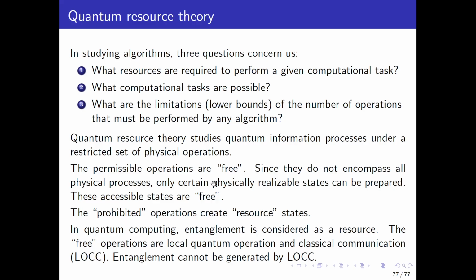These free operations are only a small part of all the physical processes that you can perform. Whatever quantum state you can generate through free operations, we call the free states. The opposite one is called the prohibited operations. These operations are difficult to perform, and they will create what we call the resource states.